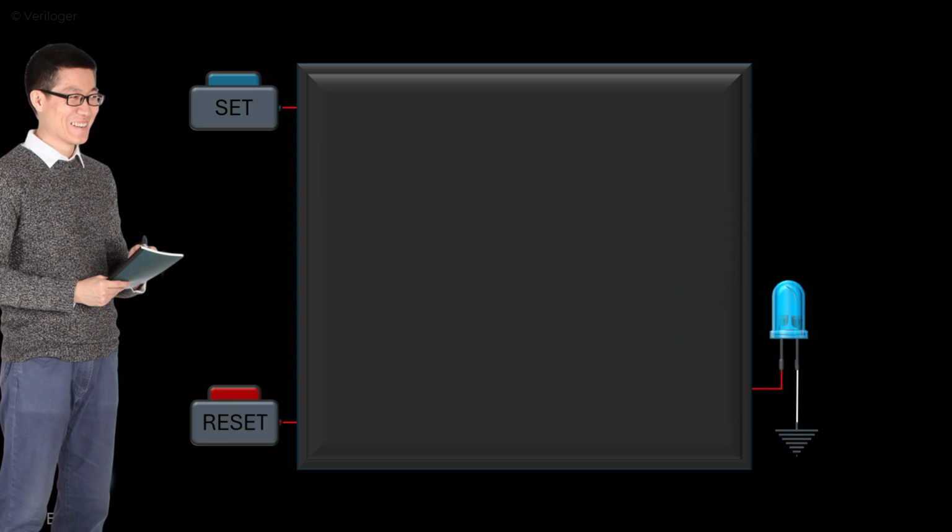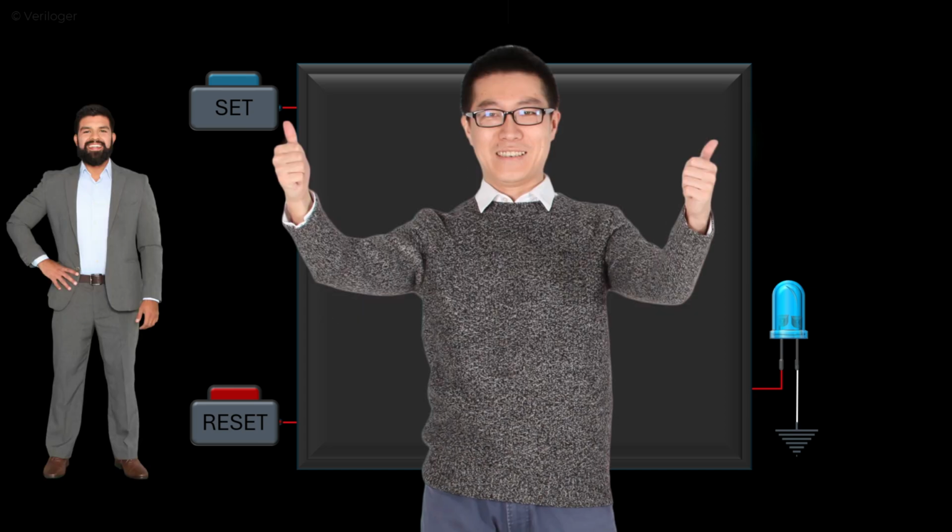The professor congratulated Elon, gave him bonus marks, and declared that he was the only student that was able to create an SR latch.